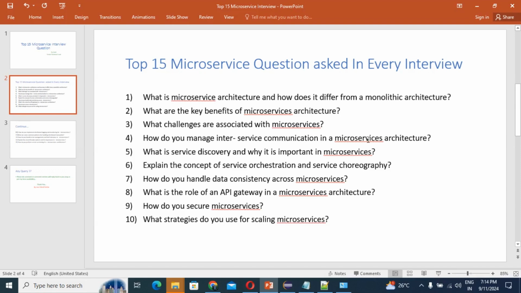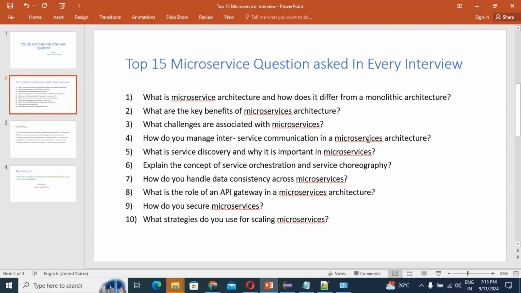Service discovery is a mechanism. In layman's terms, service discovery is a mechanism that enables services to find and communicate with each other in a dynamic environment. Once again, I am explaining.